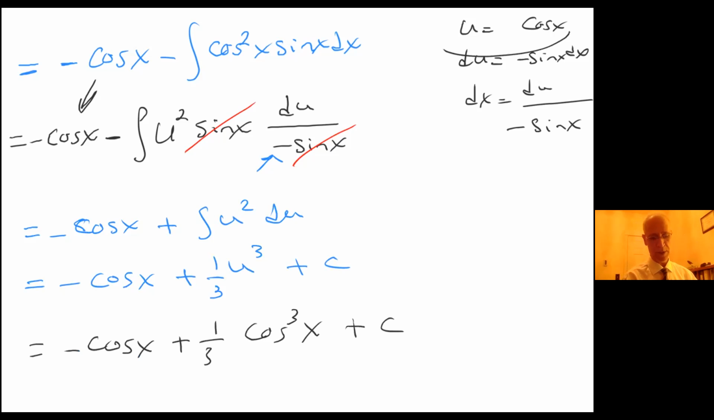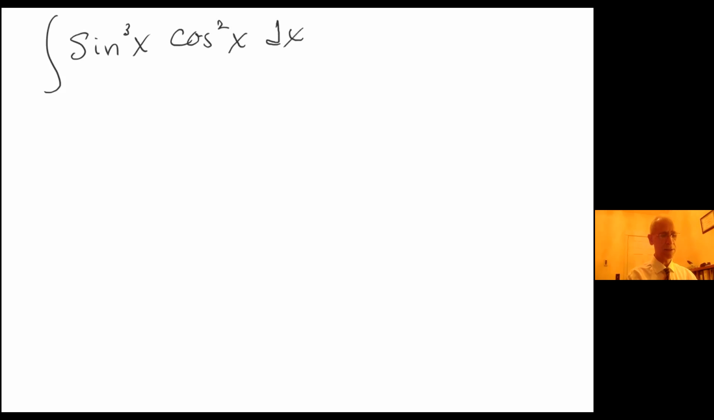Okay, let's do one more example. Go to the next page. How about something like this time? Let's do the integral of, say, sine cubed of x, cosine squared of x, dx. What I'm going to do here, and I should have mentioned to you, is that anytime you have one of them to the odd power, that's the one that you want to use. The odd powers are the ones that you want to break.